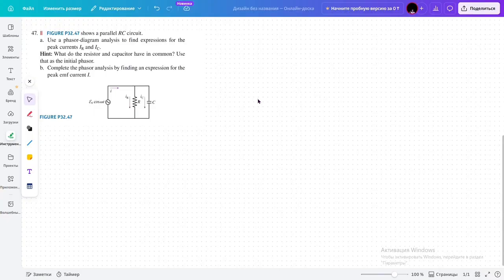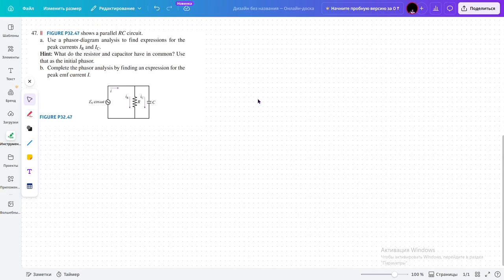So now let's look at my challenging task, problem 47. We have a parallel RC circuit. This is a big step up from the B-level problem. So here you can see a very important pattern.